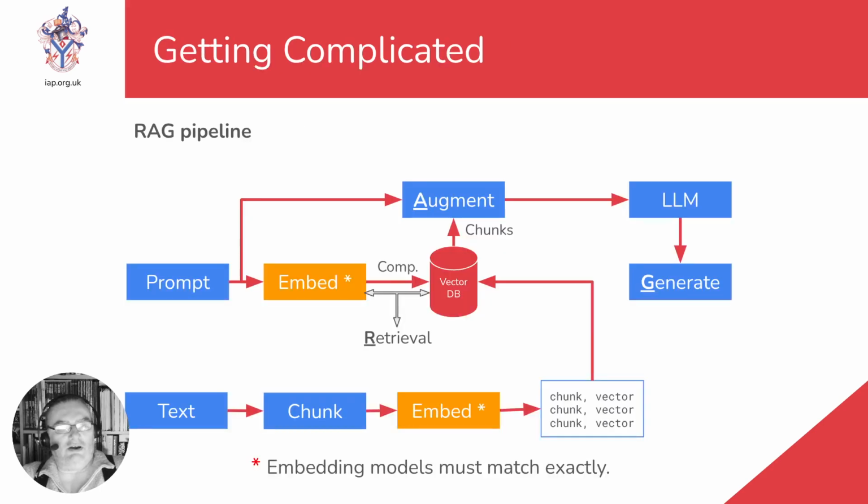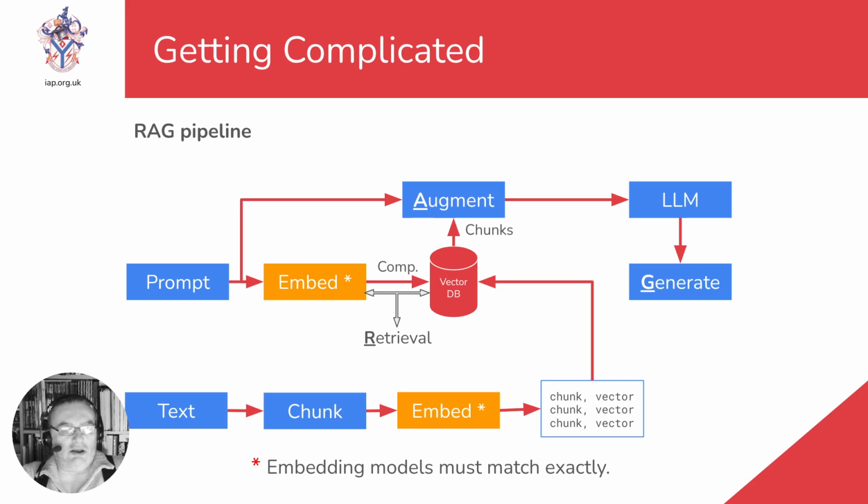And this is our final RAG pipeline. To add documents to our corpus, we take our text, chunk it, then pass it to an embedding model to generate embedding vectors. The chunks and embedding vectors are added to the vector database.